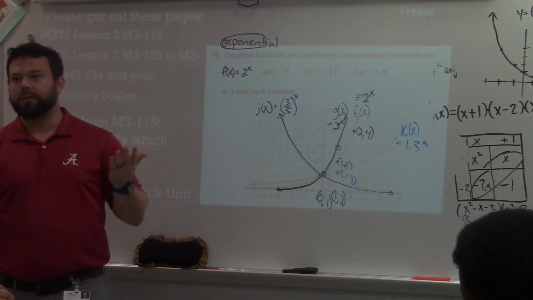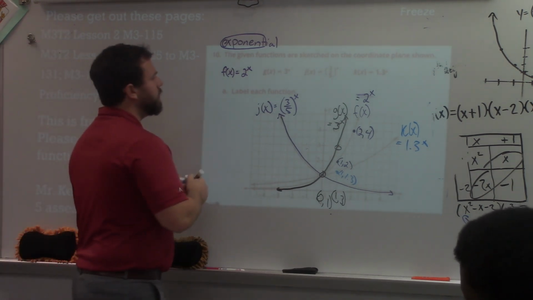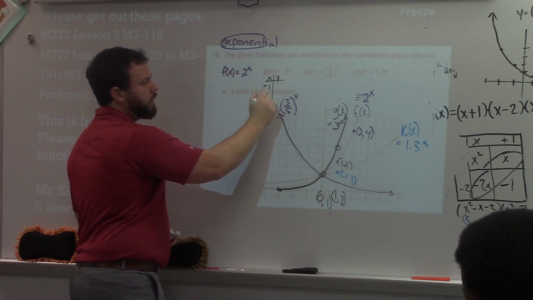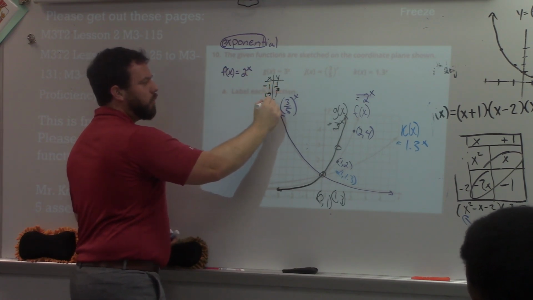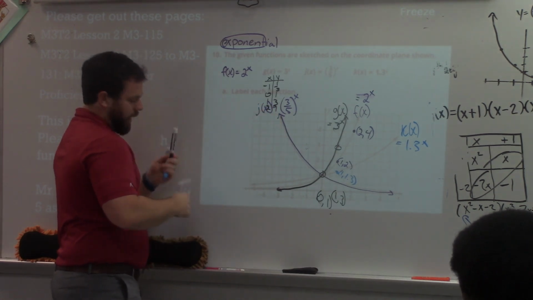set of what two things? Inputs and outputs. For every single one of these, you could have made a quick table. Negative, well, let's go 0, 1. So to go backwards, I'm going to divide by 3. And to go forwards, I'm going to multiply by 3. 2, 9. F of x here.